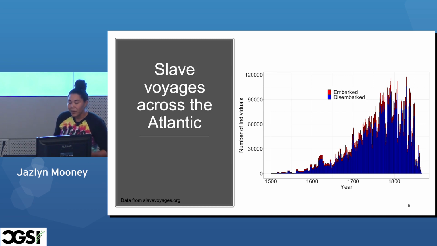Slaves were considered property, right? So they could not own property. You could not teach slaves to read. So this is all what's happening in these laws, these slave codes that were codified.